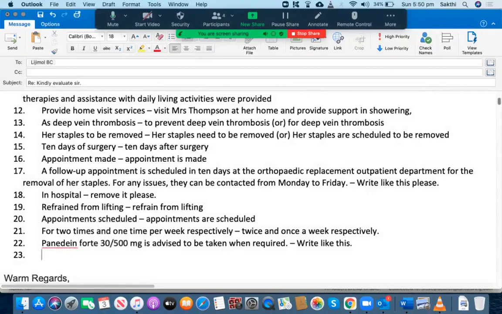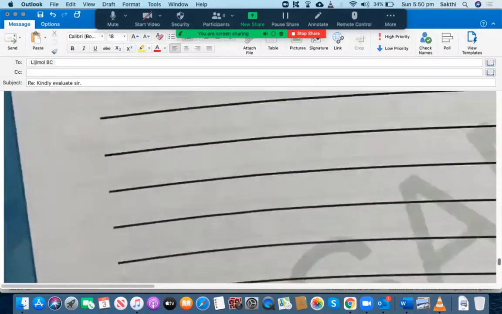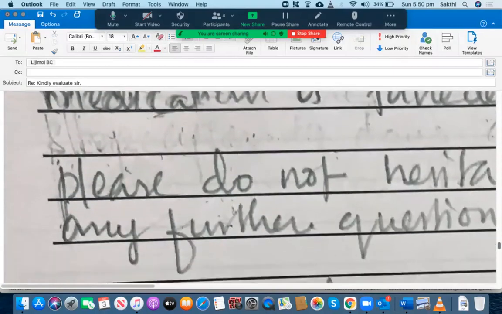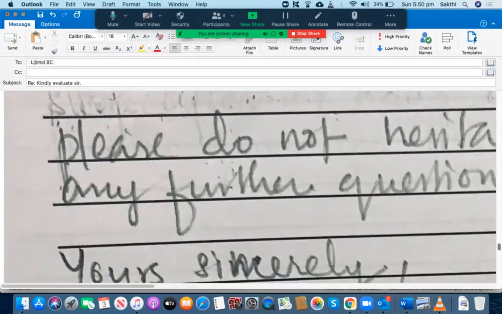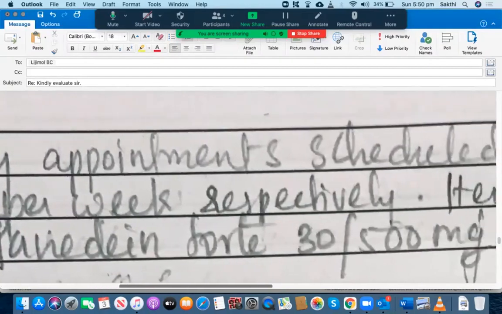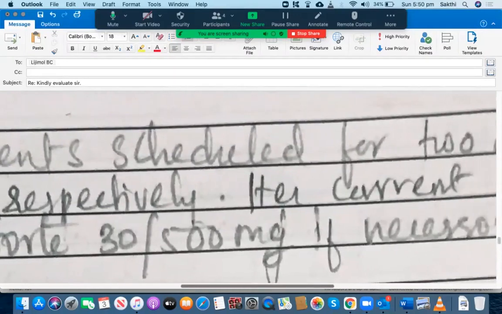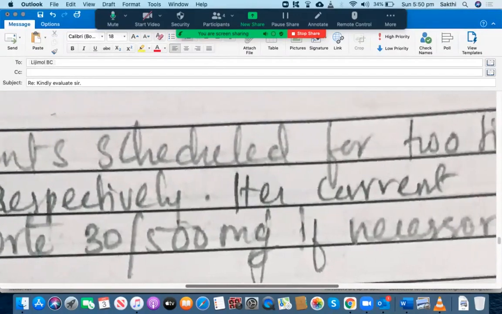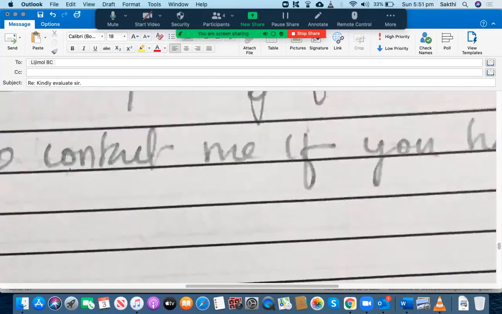Okay, let's go to the next one. I think we have covered almost all of them. Yes, you need to use "please do not." Otherwise, in this case also, you can write down this sentence. Okay, her current medication is Panadin 30/500 mg, which can be taken if it is necessary. Otherwise you can say which can be taken when required. Do you understand? Can be taken when required, because when you say "if necessary," it's not a grammatically correct sentence. Do you know what I mean? It's not a complete sentence, I would say.